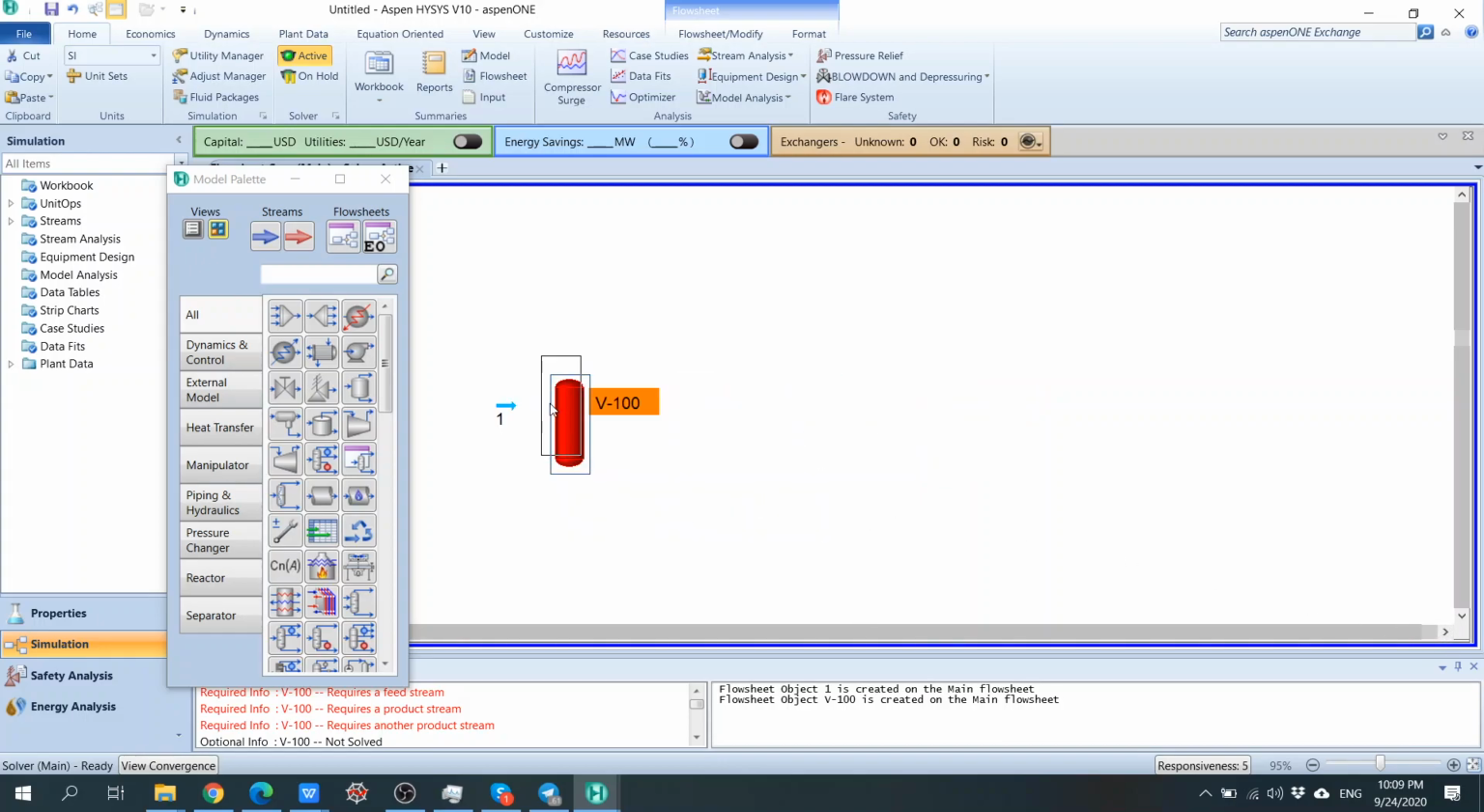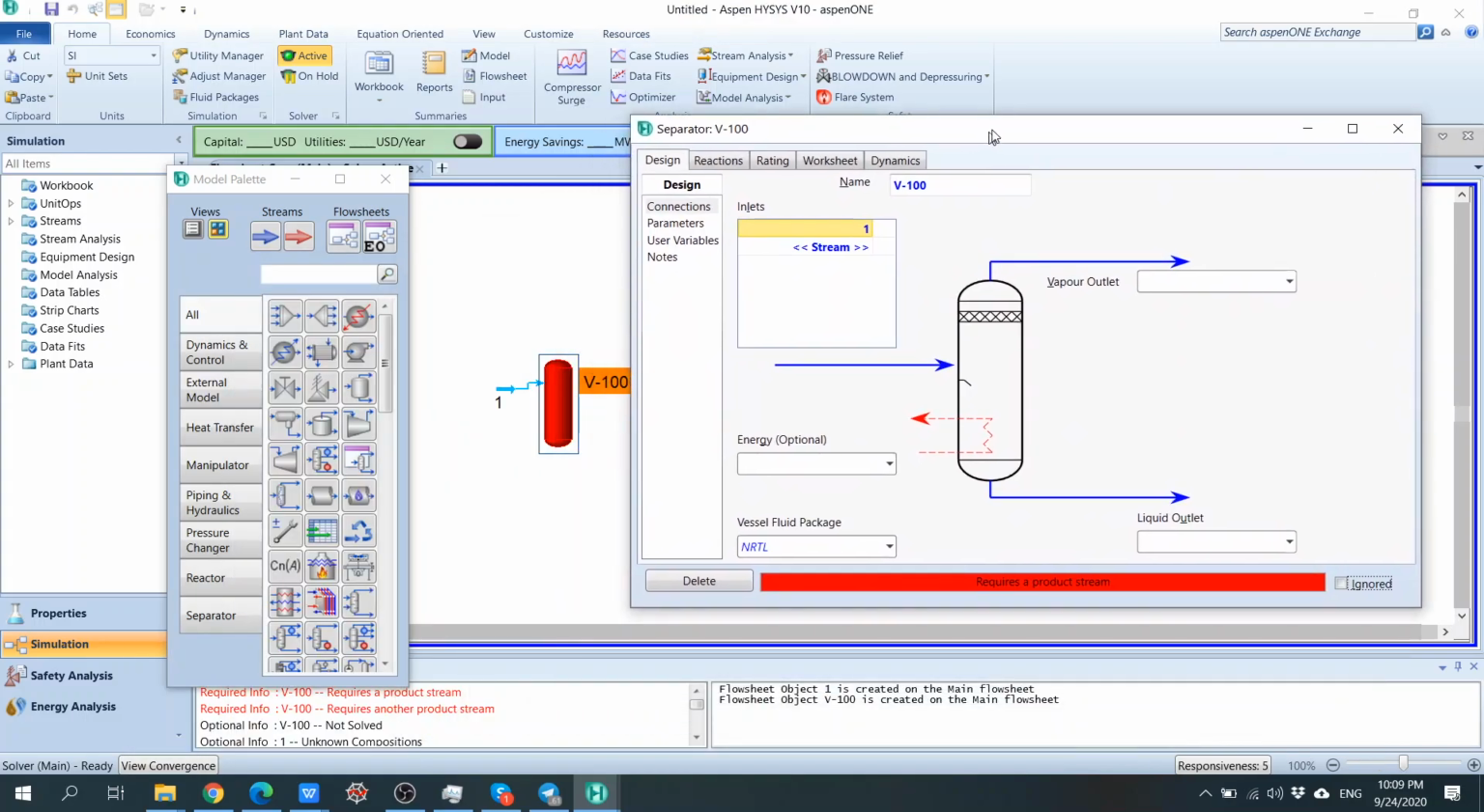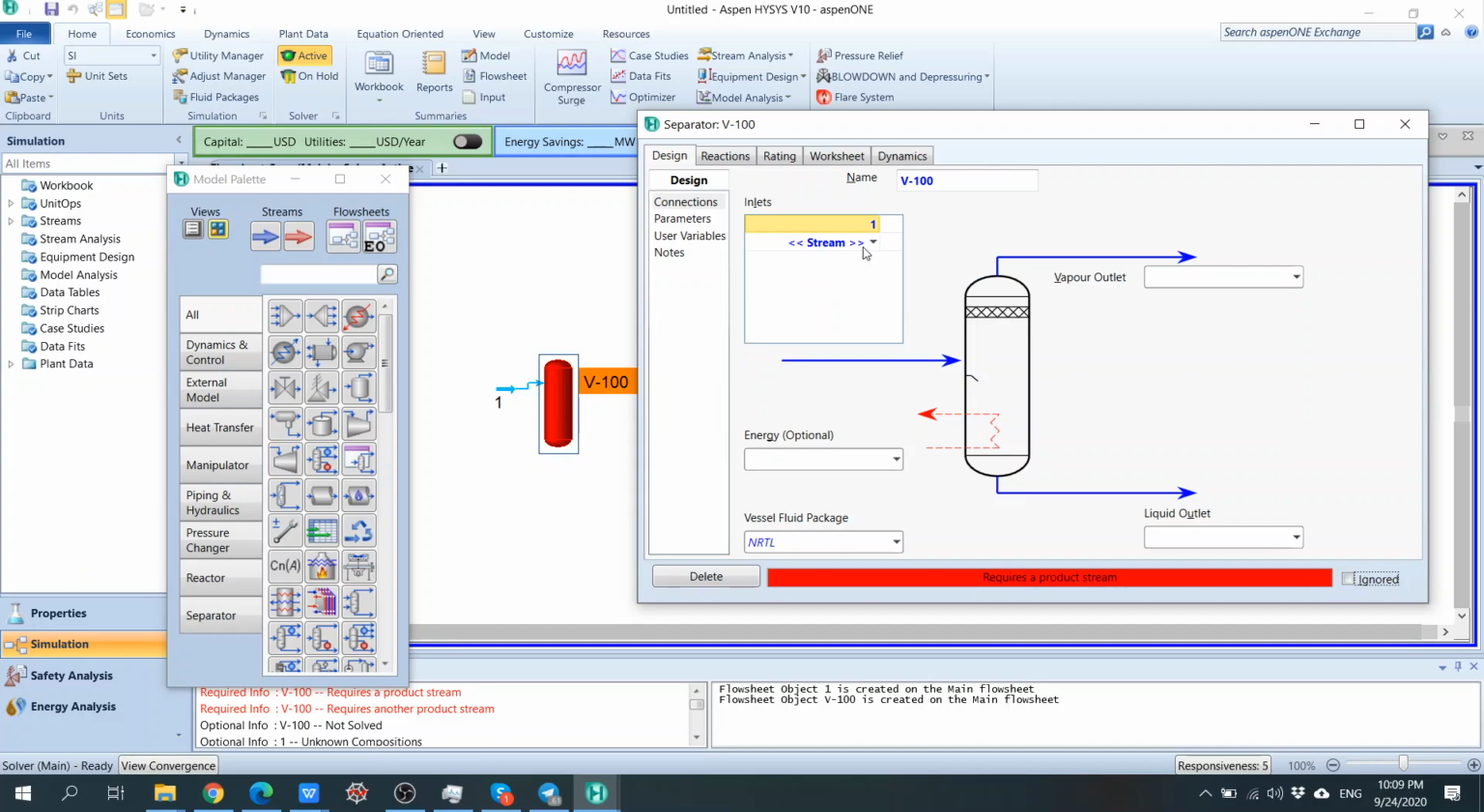If I want to make connections, there are many ways to do it. Number one is to press Control and hover your cursor over the stream, so you can see the outlet, and you can drag it to the right, and then this is connected. You will see that this stream number one is already connected as the inlet. You can also just type in vapor here, and you'll get your vapor, and likewise liquid, so you get your liquid.